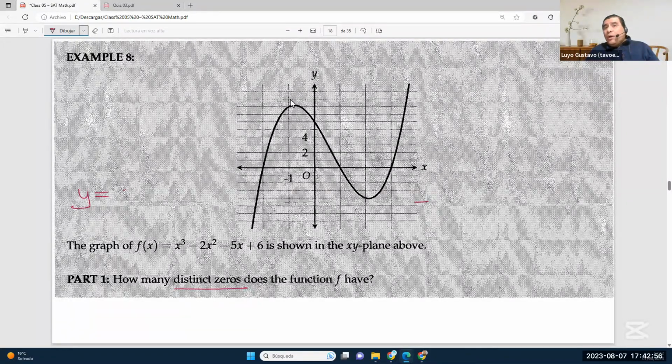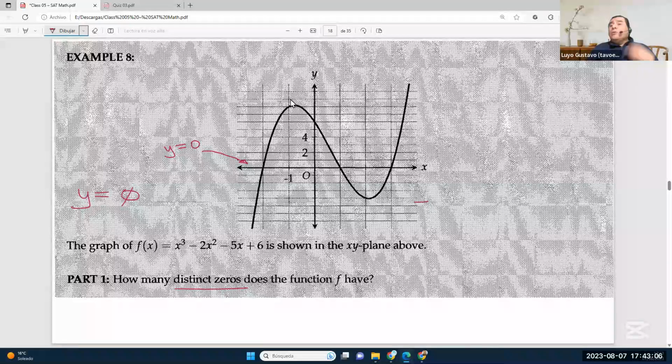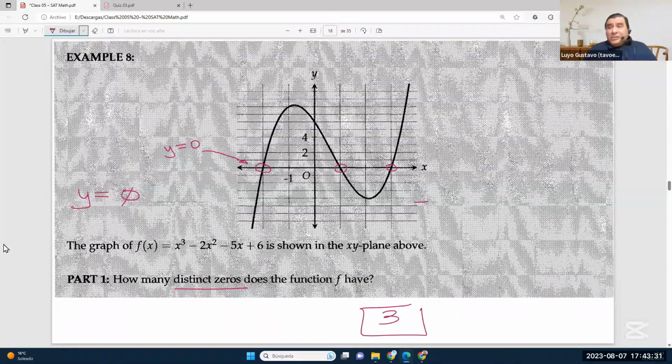line y equals 0. Y equals 0 is actually this, right? The x-axis is the same as the horizontal line y equals 0. So how many crossing points do you see there? Easy, right? Here is one, a second, and a third. So the answer to this question is there are 3 distinct zeros for the function f.